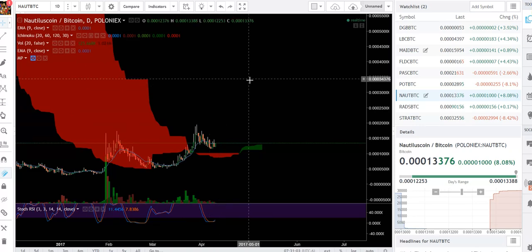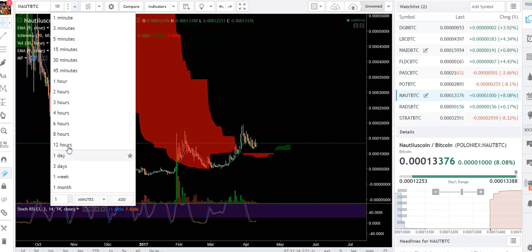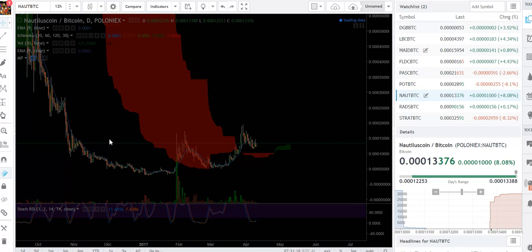Okay, and we had talked about this in some previous videos, that this thing is working its way out of its resistive area and into a place where it can be free. Okay, it can be free of that overhead resistance. Let's check our other time frames.